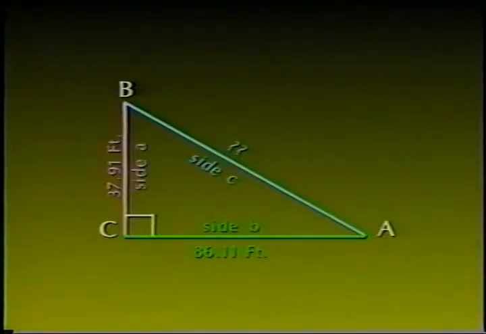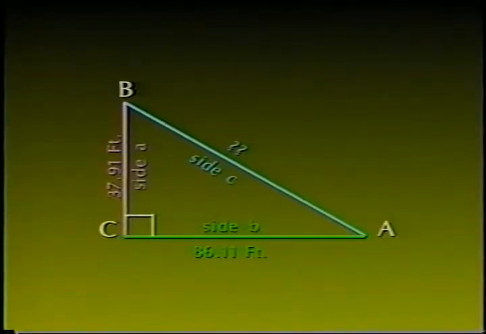Let's try a practice solution for the problem shown in the upcoming graphic. Given the right triangle shown on screen, solve for side C. At this point, pause the tape and solve the problem. Okay, now that you're finished, this is how I found the answer.